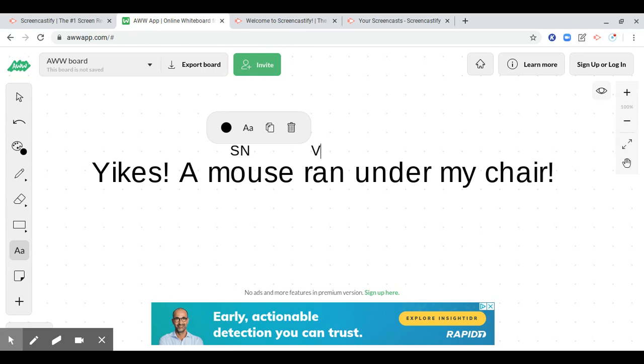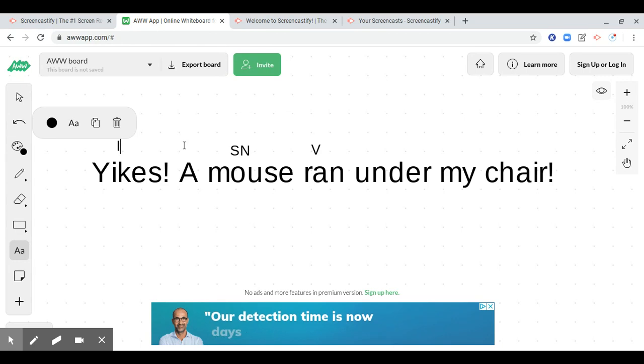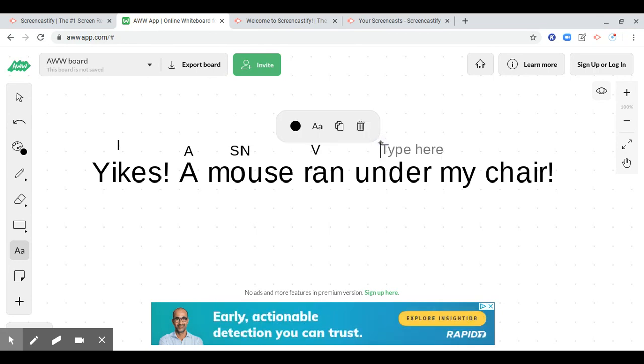The first word is yikes. That's an interjection, what we just learned about. We're going to label it I. The next word is a, which is an article adjective, so we're going to label it A. Under is a preposition, so we're going to label it P. My is a possessive pronoun adjective, so we're going to label it PPA. And chair is the object of the preposition, so we're going to label it OP.